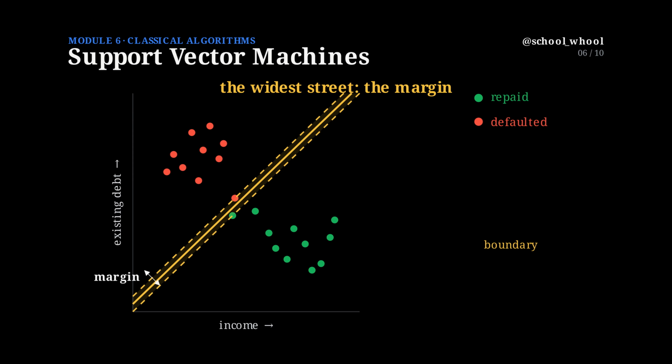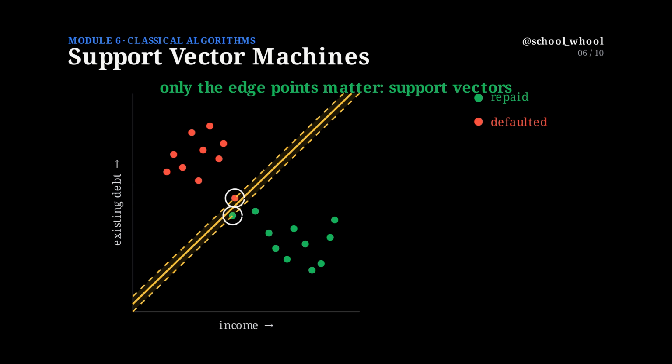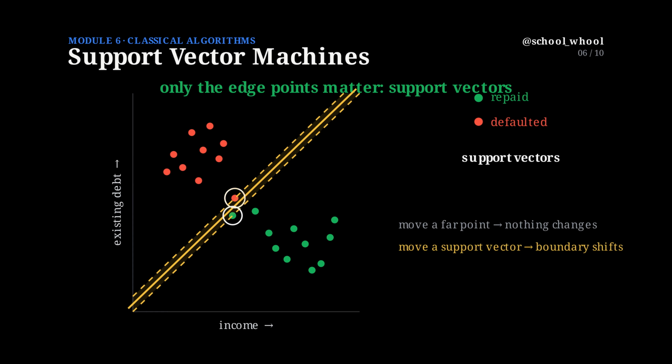Here's the surprising part. Only the points right on the edge of the street matter. These border points are called the support vectors. They alone hold the boundary in place. Move a point far from the street and nothing changes. Move a support vector, and the whole boundary shifts.